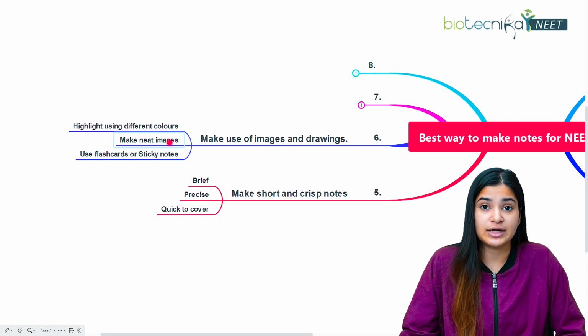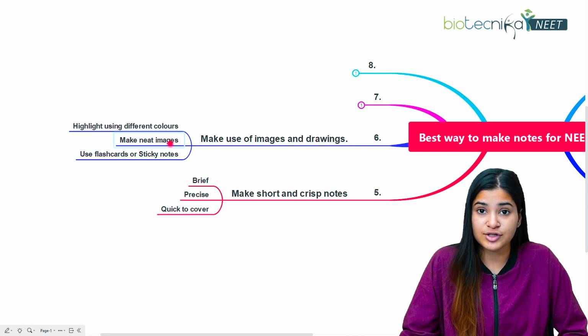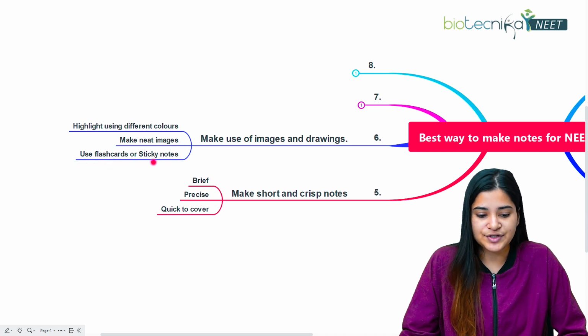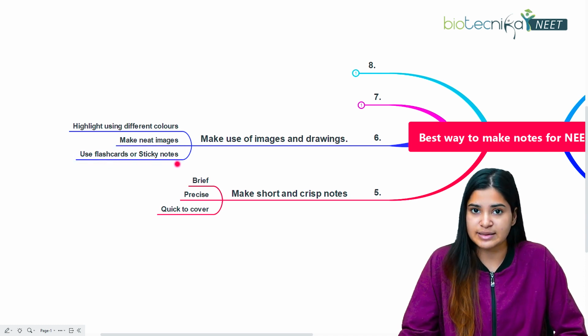Every time you refer to those notes, you can understand them very clearly. You shouldn't doubt yourself about what you made last and how you are understanding it. You should be making neat diagrams. Okay, and you can use flashcards or sticky notes also if you want to add some point.